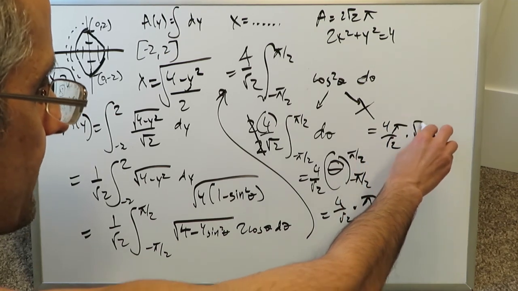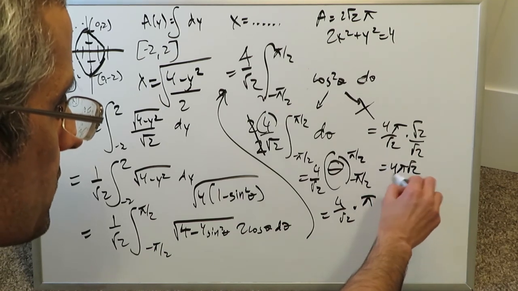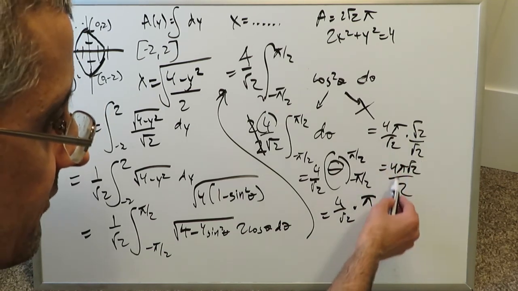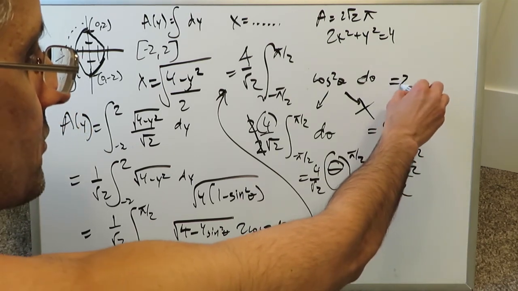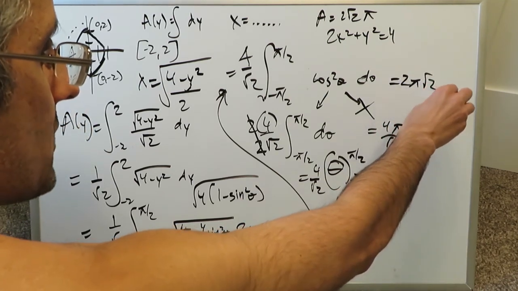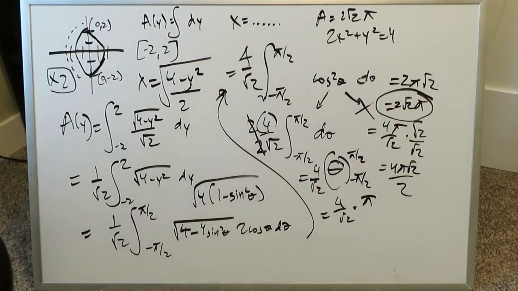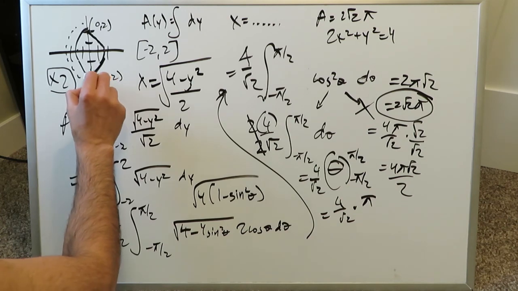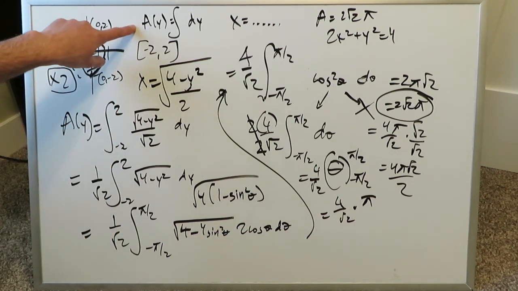You can rationalize this, root 2 over root 2. You get 4 pi root 2 over 2. Simplify this. 4 divided by 2 is 2. You get 2 pi root 2, which is the same thing as 2 root 2 pi, and that's the area of this ellipse, using a vertical orientation in terms of integration.